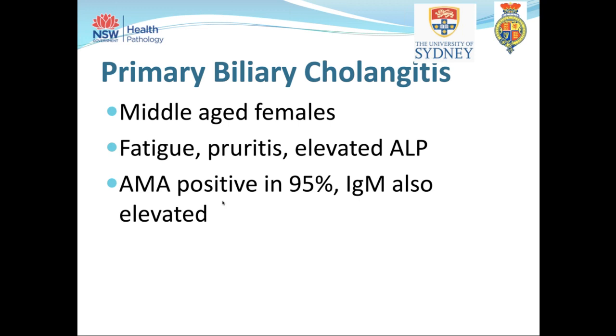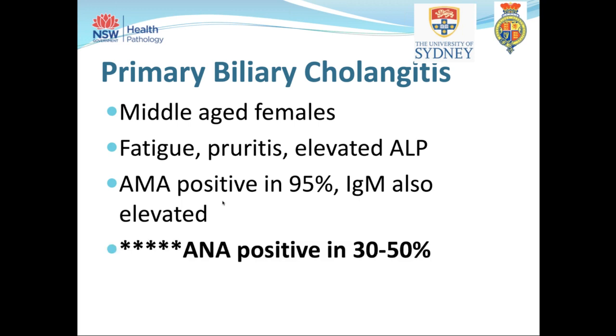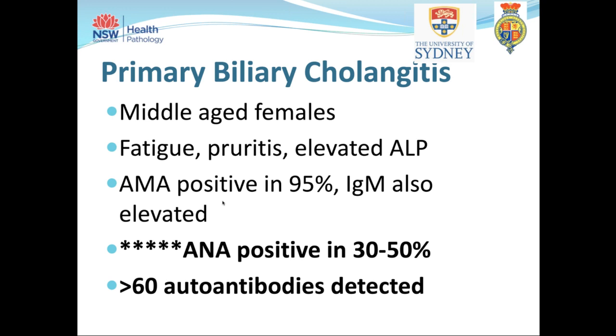IgM can also be elevated. Important to know that ANA, and I'll talk a little bit more about ANA, can be positive in up to 50% of cases. And in fact, over 60 autoantibodies have been described in PBC.